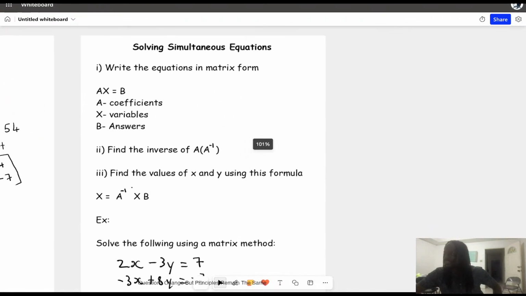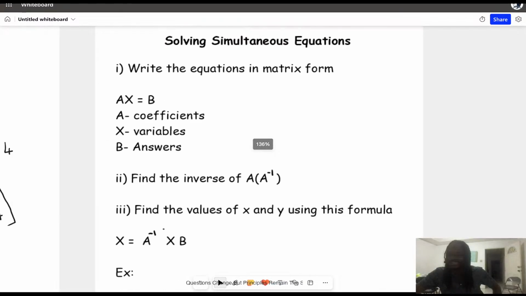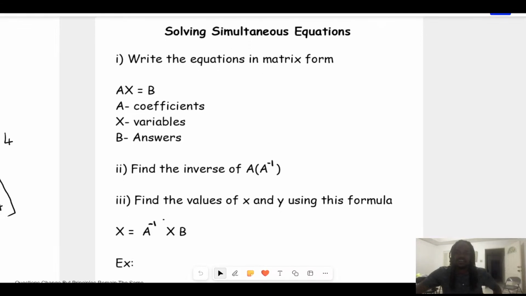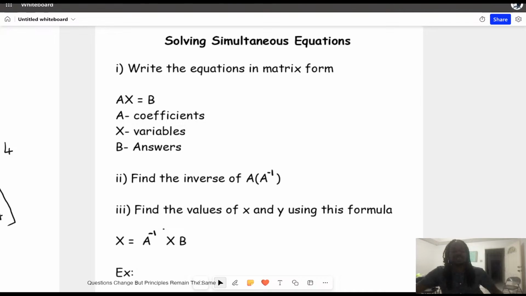Alright, let's go again. So solving the simultaneous equations, as I said. The first thing, write the equations in matrix form. What is matrix form? As you can see right there, it says AX equals B. That is what we call matrix form.